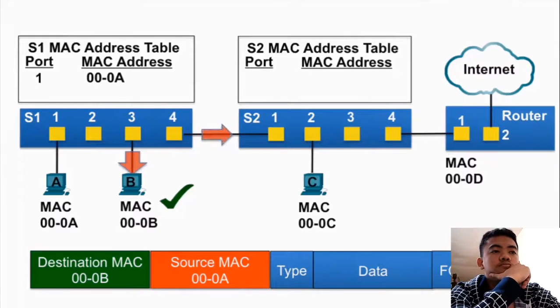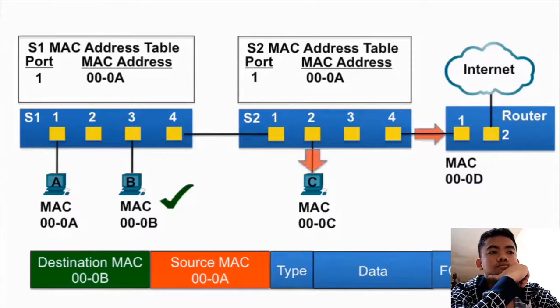The Ethernet frame continues to be forwarded to switch S2. Switch S2 examines the source MAC address of the frame, and notices it is not in its MAC address table, so it adds the MAC address and the incoming port to its MAC address table. Next, switch S2 examines the destination MAC address, notices that it is not in its MAC address table, so it floods it out all ports.